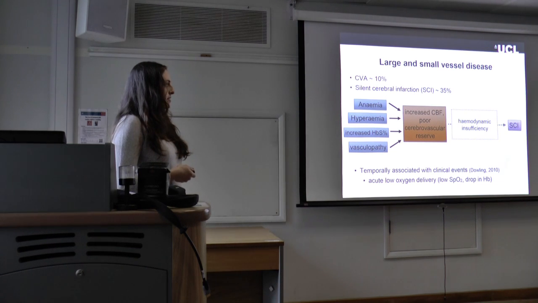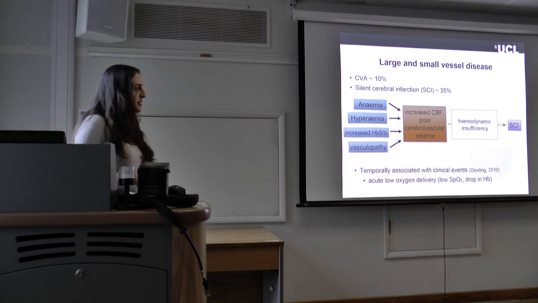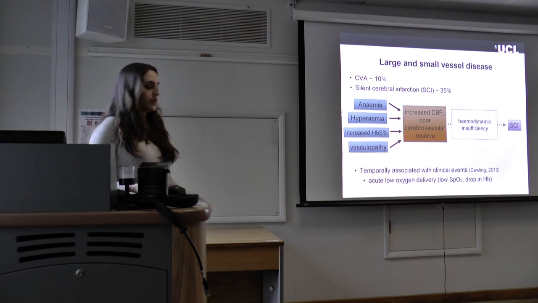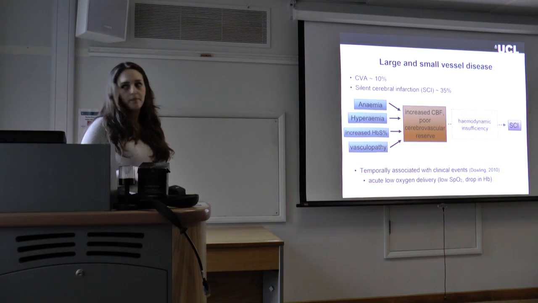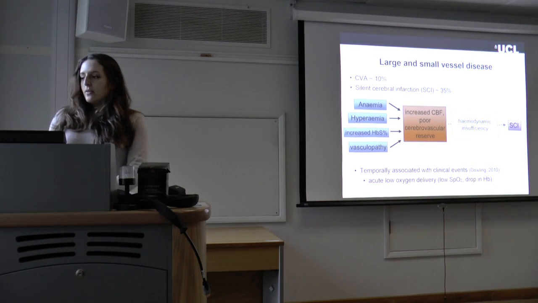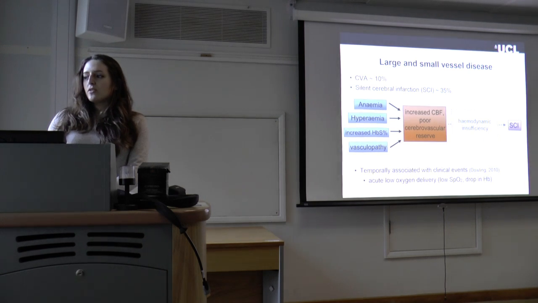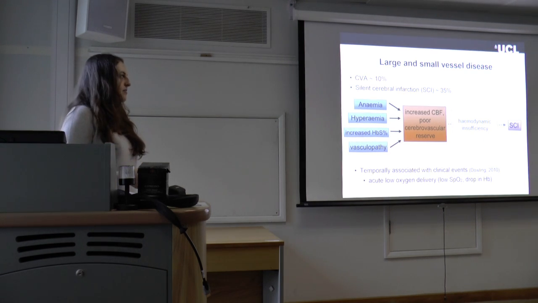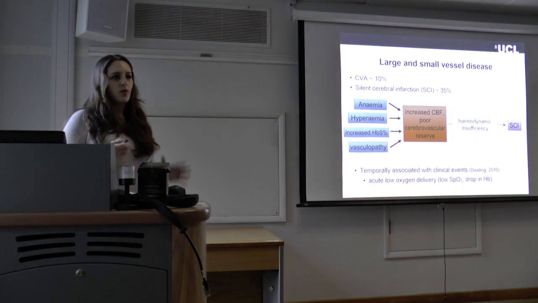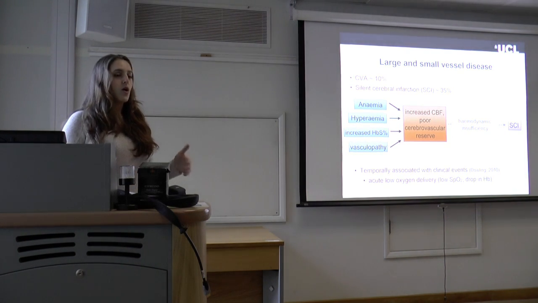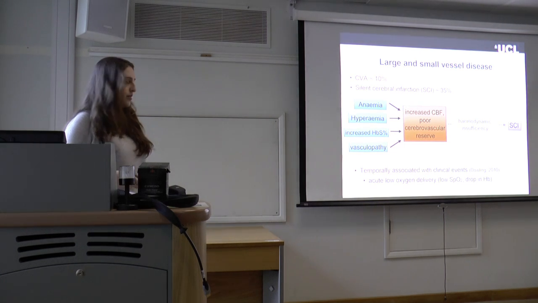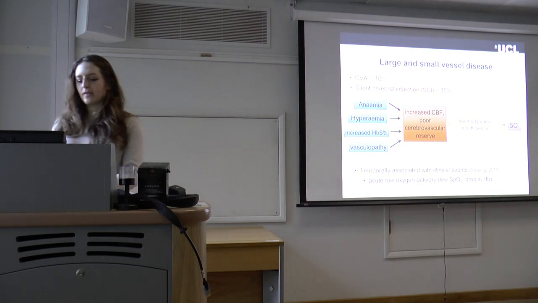Silent cerebral infarcts have been temporally associated with clinical events such as an acute drop in oxygen saturation or an acute drop in hemoglobin. It's also important to note that silent infarcts generally always occur in the border zones of the arterial distribution where the flow is most vulnerable. So this is between the anterior and middle cerebral arteries, or between the middle and posterior cerebral arteries in the deep white matter.